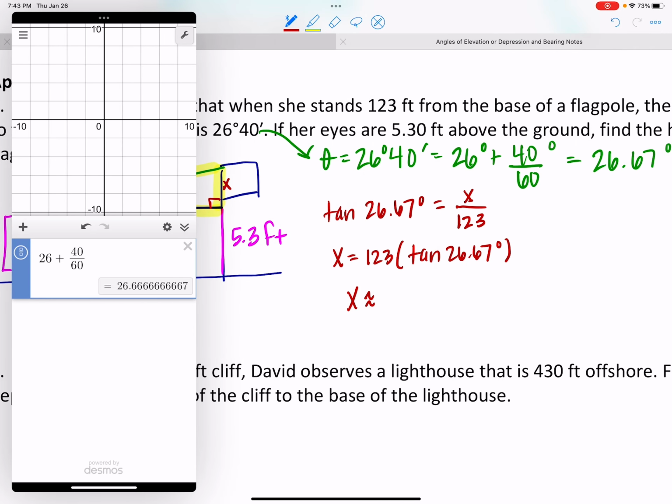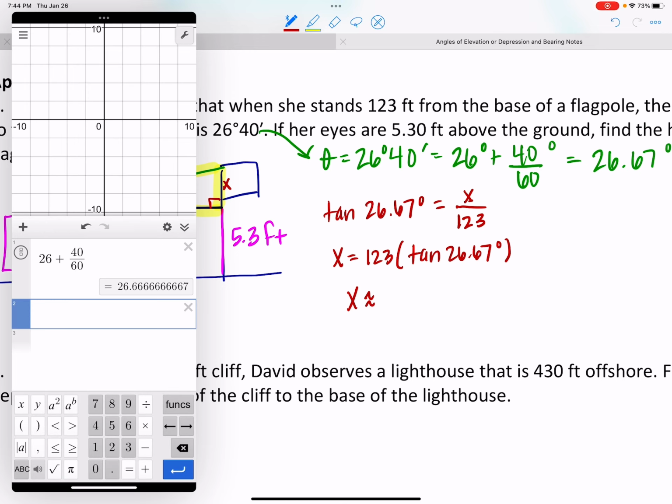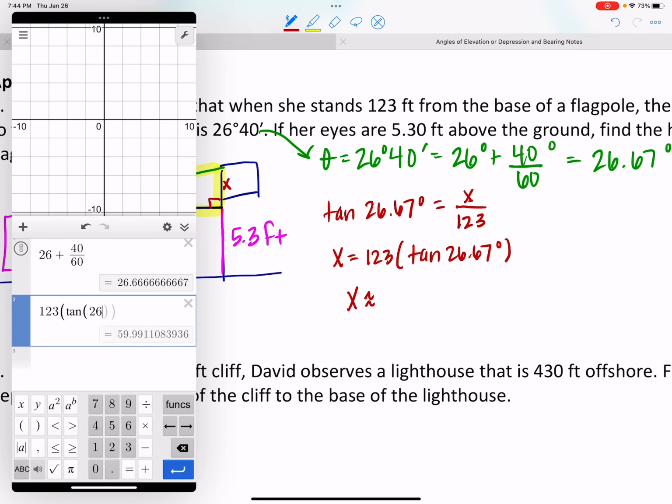Depending on what calculator you have, you could have left it in degrees and minutes if you have that setting. Whatever calculator you're in, if you're in degrees, make sure that your calculator is in degree mode. So I'm going to multiply 123 by the tangent of 26.67, and then I get approximately 61.78-ish. That's probably going to be good enough.